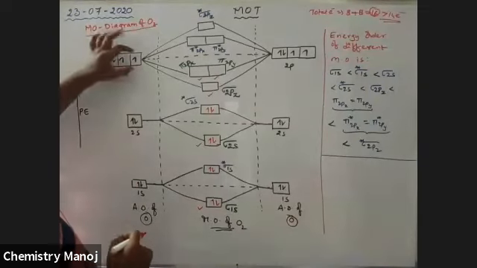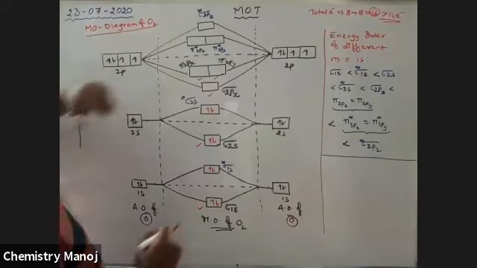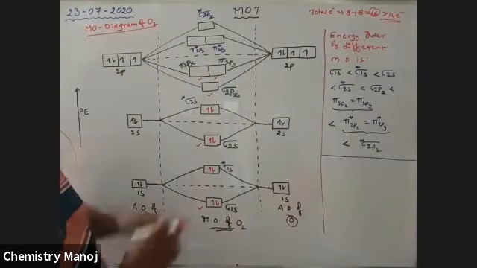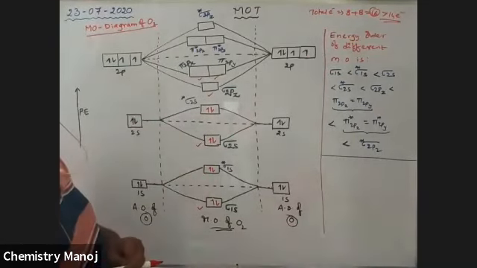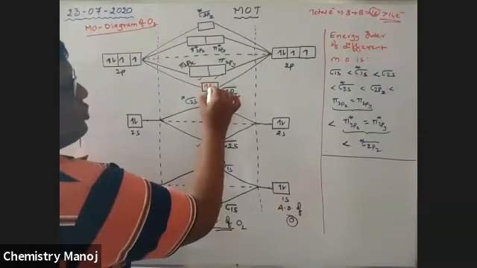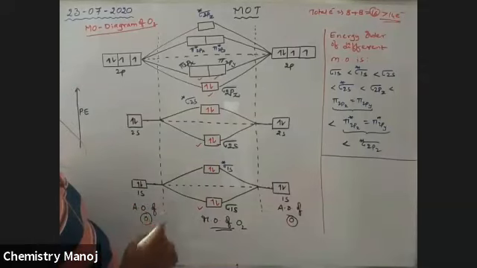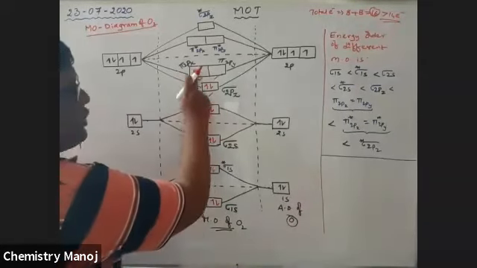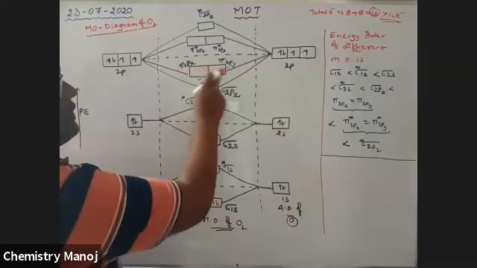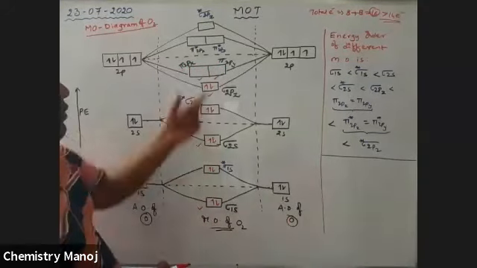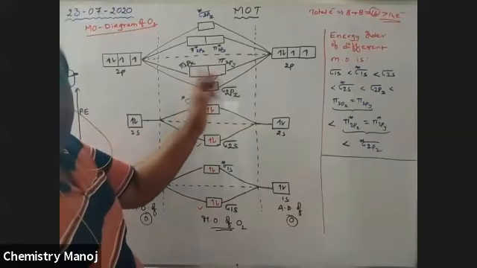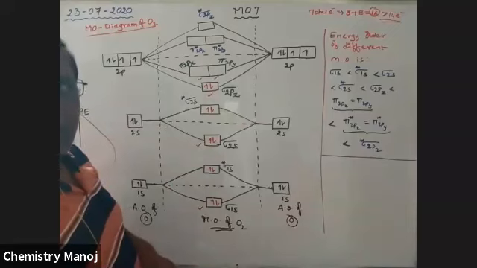Now here 2, 3, 4, total 4 electrons. Total 8 electrons are there. Those electrons are filled here. See here 1, 2, 1, 2. Now these 2 orbitals have the same energy, that is, these are called degenerate orbitals. So wherever degenerate orbitals are available, each orbital is filled with 1 electron, and then pairing takes place. That is according to our Hund's rule.